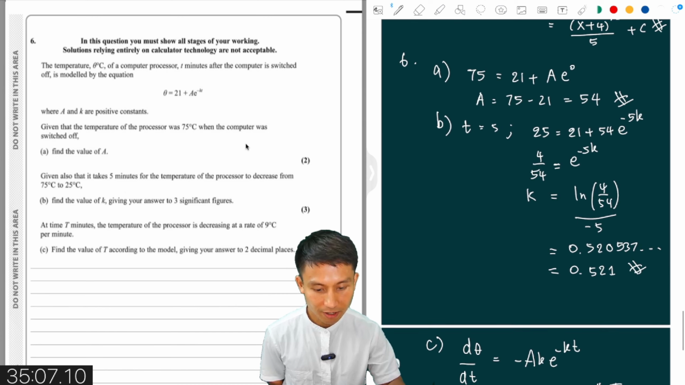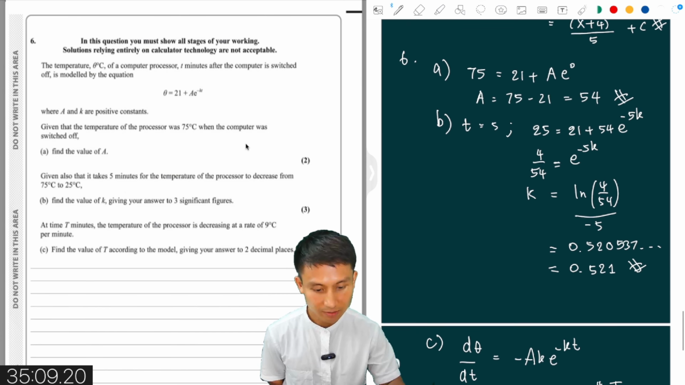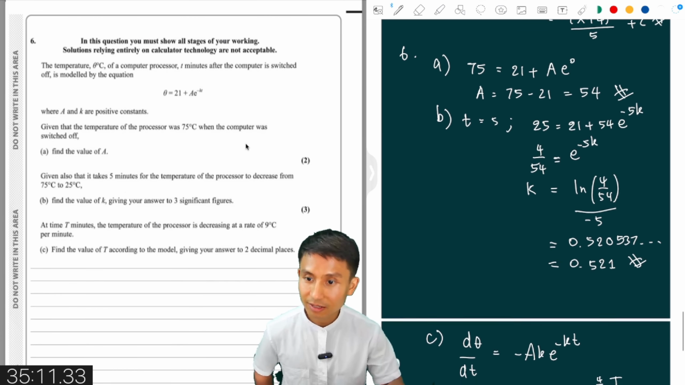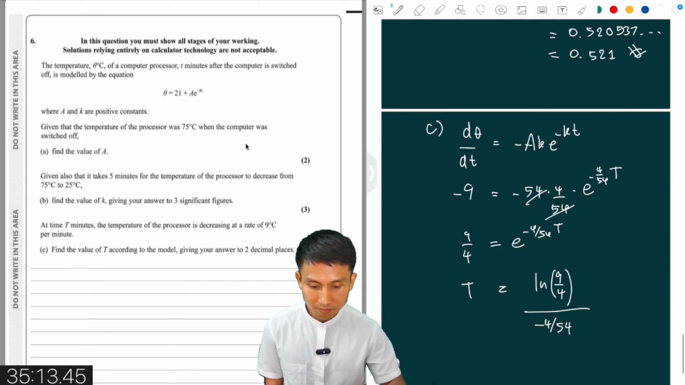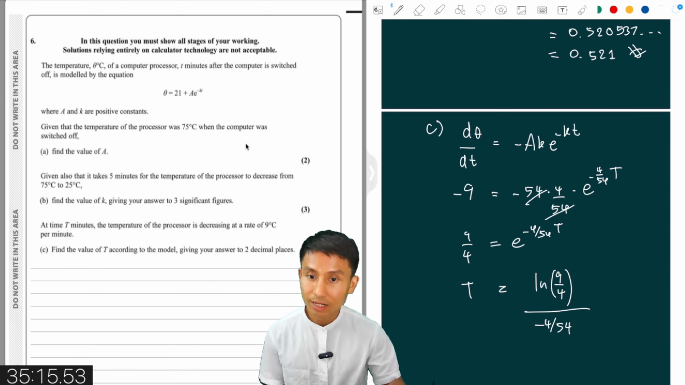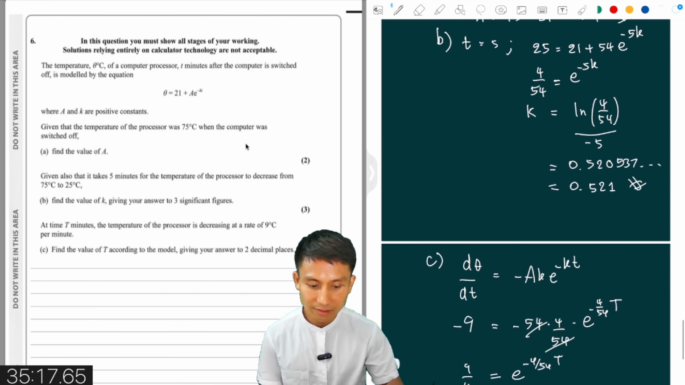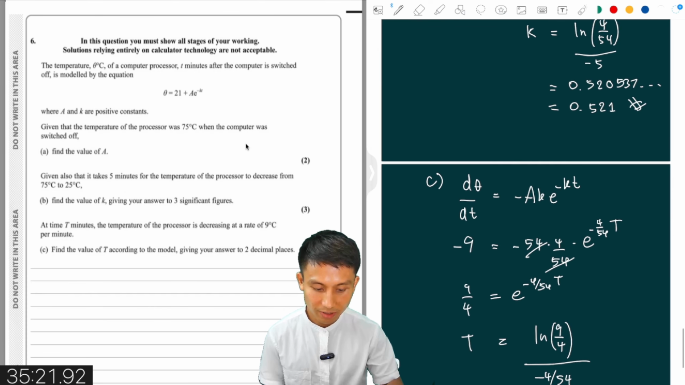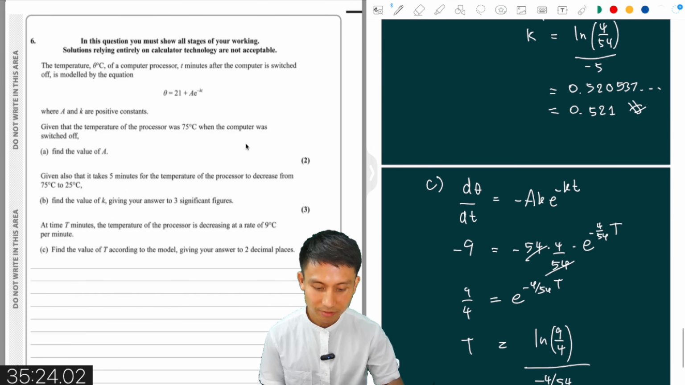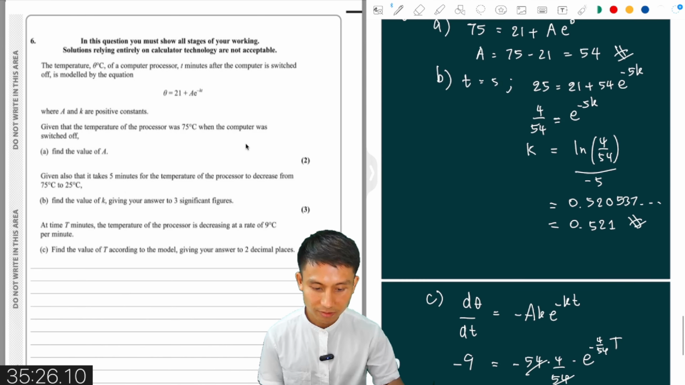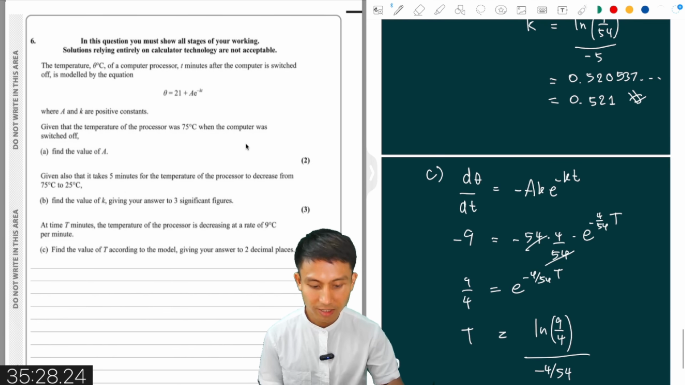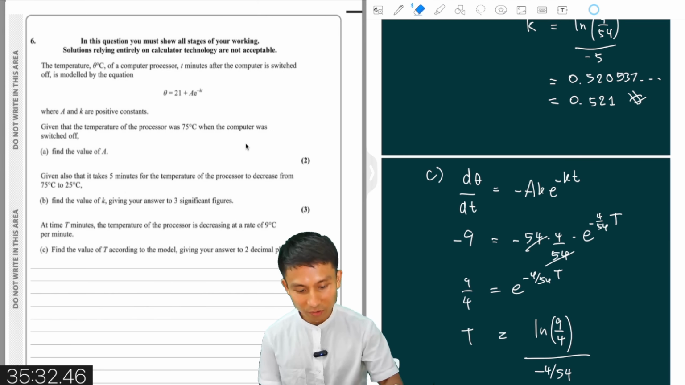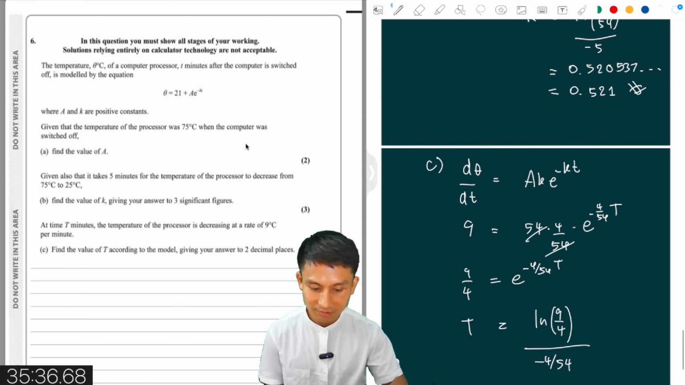I think K is fine. K is fine. A is fine. Decreasing rate, minus 9. A is 54. I'm just checking everything. Wait, hang on. Yeah, that's the same, right? I mean, it could have just been that and that, right? At the beginning. Yeah, sorry. Same thing.